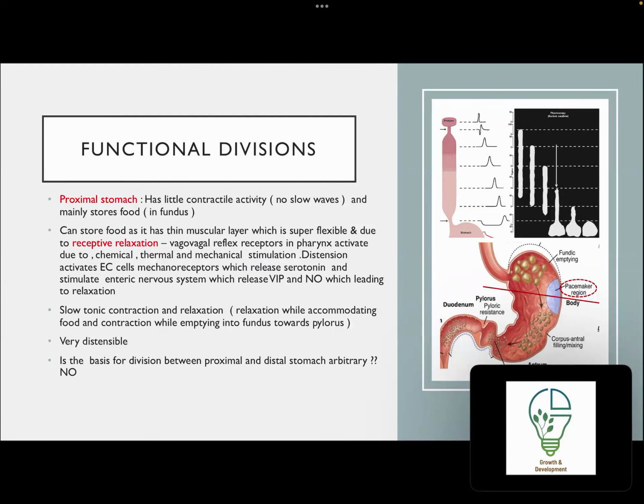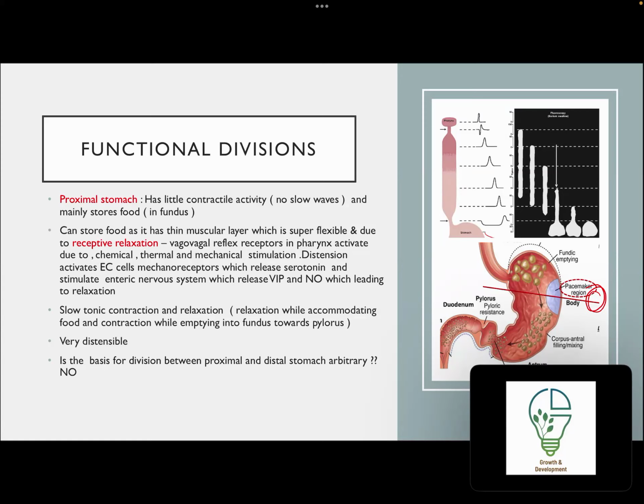Okay, we have two divisions in the stomach according to what we have to study today. Obviously, we have different divisions, but for today, we only need proximal and distal. This red line separates proximal and distal. The proximal stomach has little contractile activity, so no major contractile activity. It has no slow waves, and I'll tell you what slow waves are later. Just remember that the proximal stomach does not have them. And it mainly stores food. So when you eat and the food is stored in your stomach, most of it is stored in the proximal stomach, in the fundus. I'm sure you guys already took the anatomy of the stomach. So the fundus is where most of the food is stored.